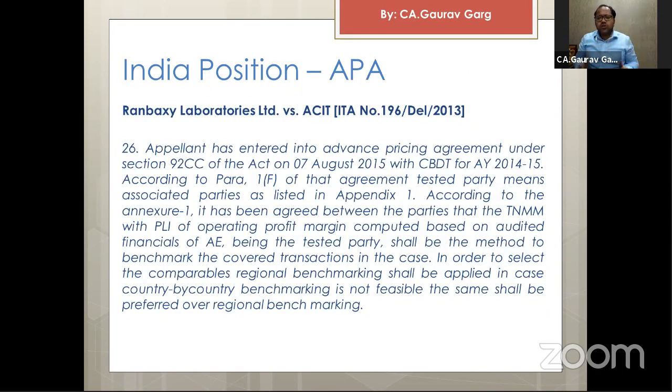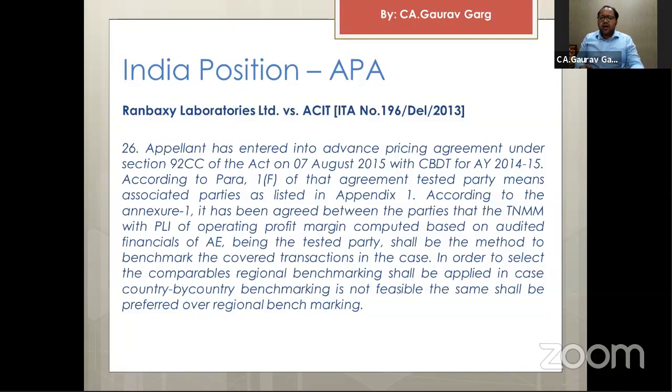So not only jurisprudence, though jurisprudence, I personally believe, has much more weightage over UNTP manual and APA. But if you see in a consolidated way, jurisprudence plus position in the UN manual plus what Indian tax authorities are doing in APA, then very comfortably one can take a position that yes, if foreign AE is the least complex entity or less complex entity, one can certainly consider foreign AE as a tested party.